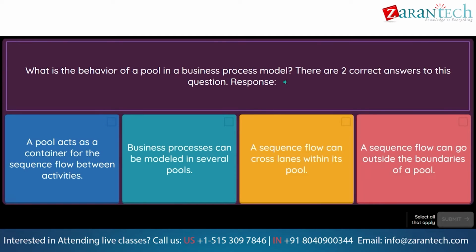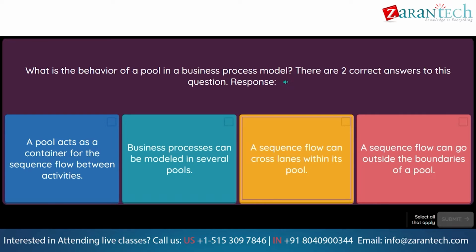Question: what is the behavior of a pool in a business process model? There are 2 correct answers to this question. Response: Option 1, a pool acts as a container for the sequence flow between activities. Option 2, business processes can be modeled in several pools. Option 3, a sequence flow can cross lanes within its pool. Option 4, a sequence flow can go outside the boundaries of a pool.